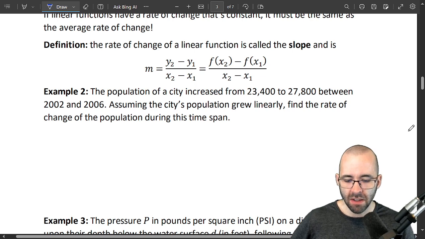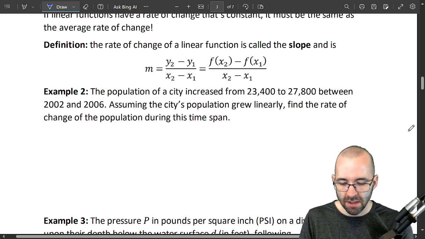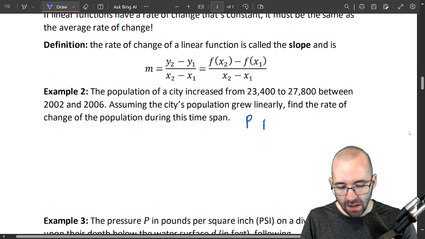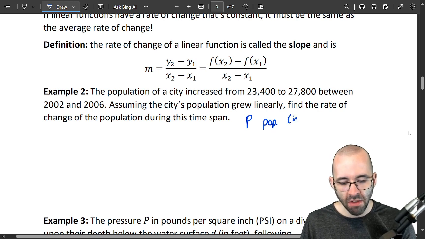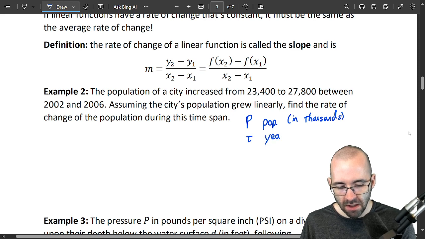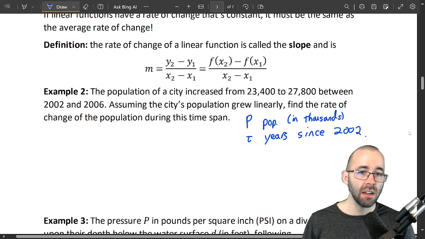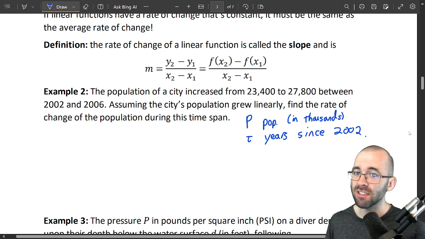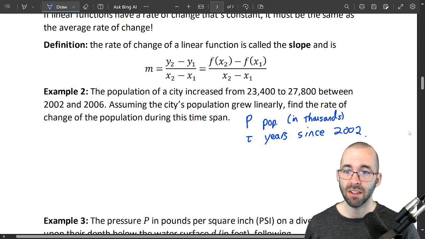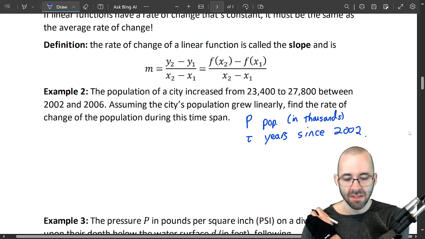But we need to come up with some variables, some letters. Let's say that P is the population. Let's be creative. Let's have P be the population in thousands of people. And let's say T is the years since 2002. And again, there's a bunch of different ways of setting this up. But depending on how you set it up, your answer is going to look a little different. So let's set it up this way and see what happens.